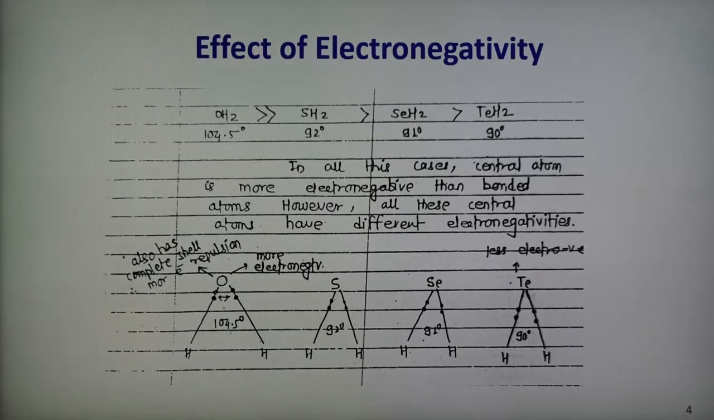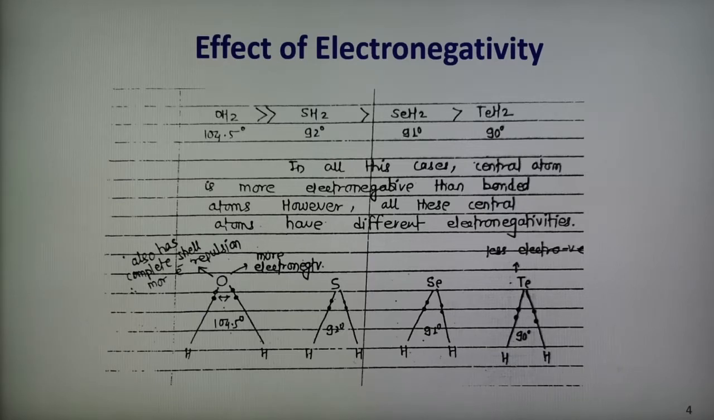So on the basis of electronegativity, we can explain the geometry of the molecule, and this is one example. In water, oxygen is the central atom, and due to its high electronegativity, it attracts the bonded electron pair more effectively. So the bond pair electrons come closer to each other, which shows strong repulsion, and therefore it results in expansion in the bond angle. In case of OH2, water has the greater bond angle.